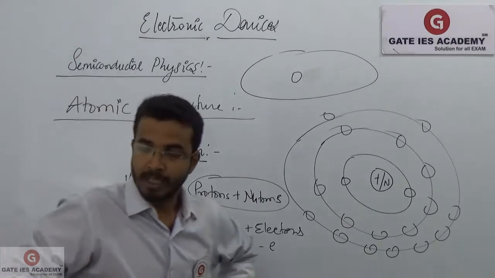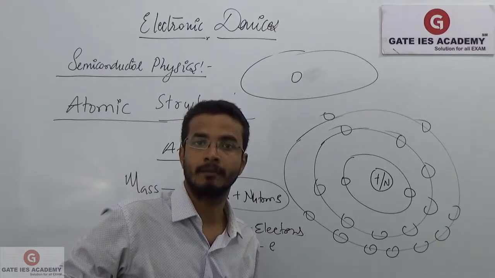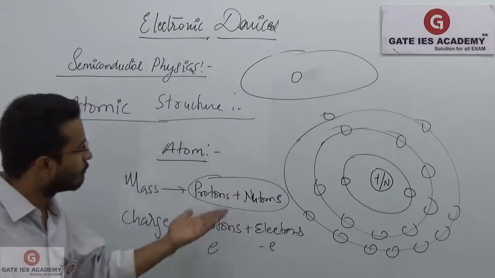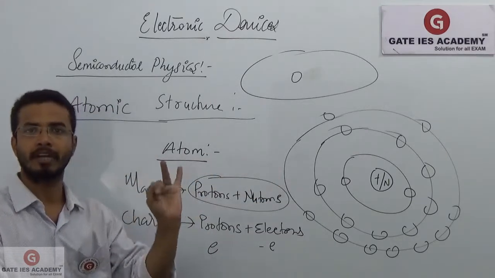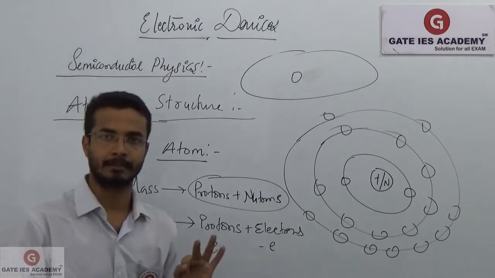Okay? Now, this is my first thing where I am interested in. That is atomic structure. Any atom will look like this. Neutron, proton, electron, these are the three major contributors of any particular atom which will exist.